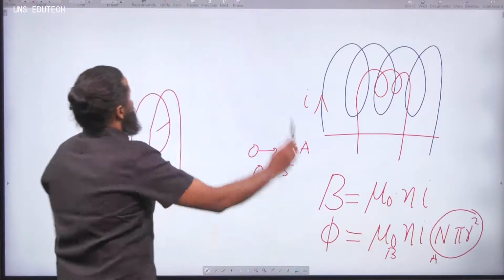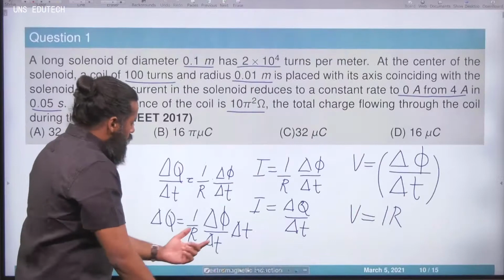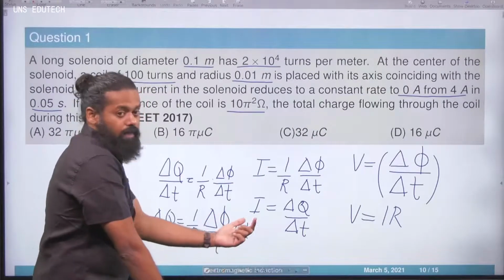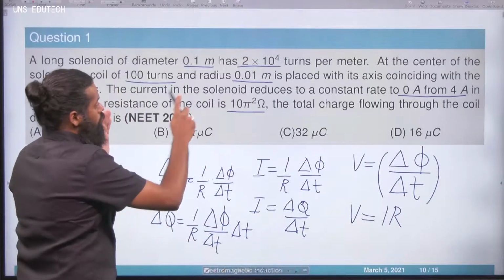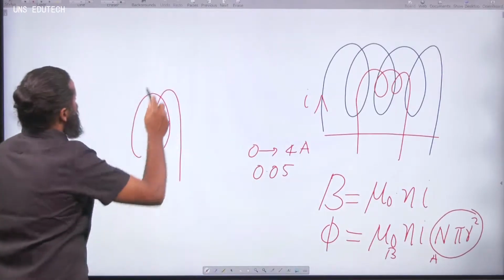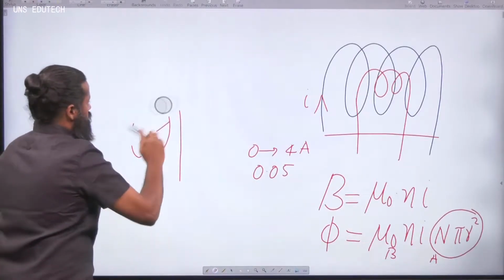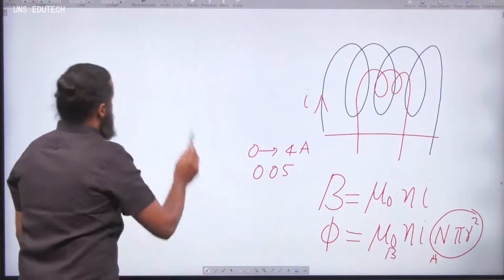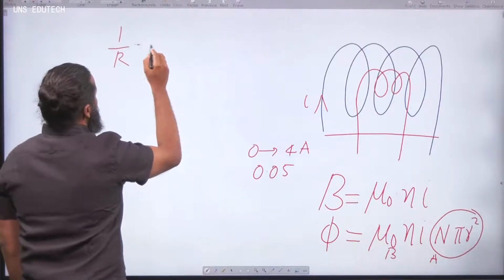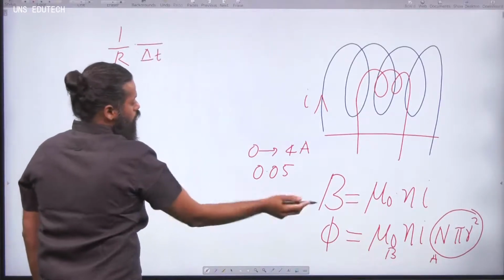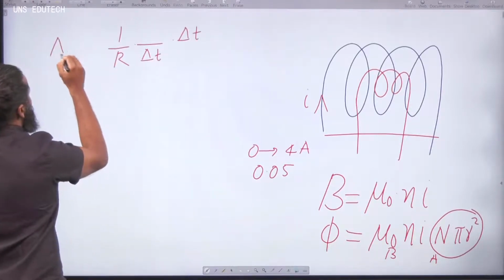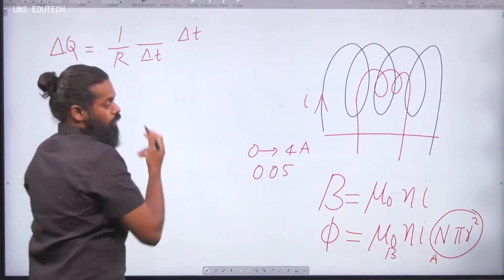So if you go back to the previous case, now we found out this quantity, 1 by r into delta phi by delta t into delta t. So we are looking for, all the quantities are given, we are looking for change in charge. Let us try to do that. So 1 by r into delta phi by delta t, delta phi we will replace with this quantity, into delta t. This is nothing but delta q. This is what you have to find out.